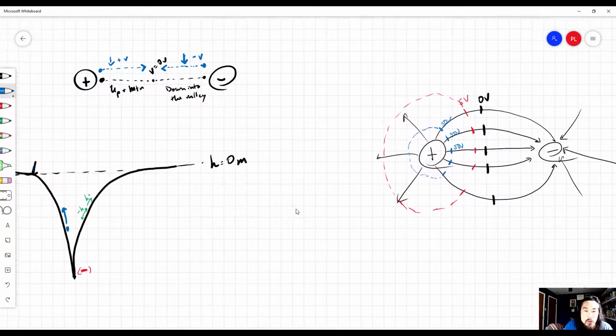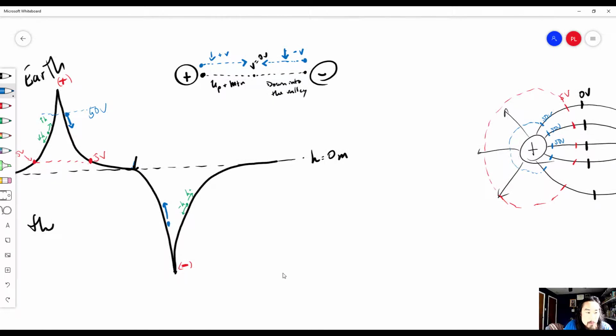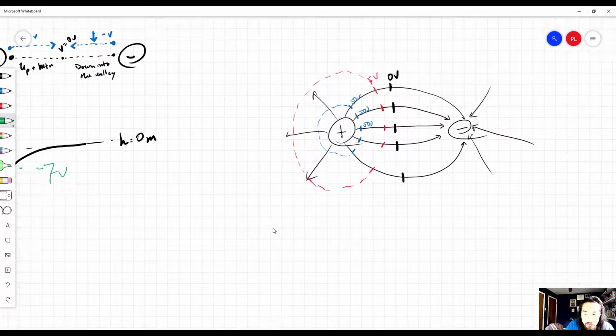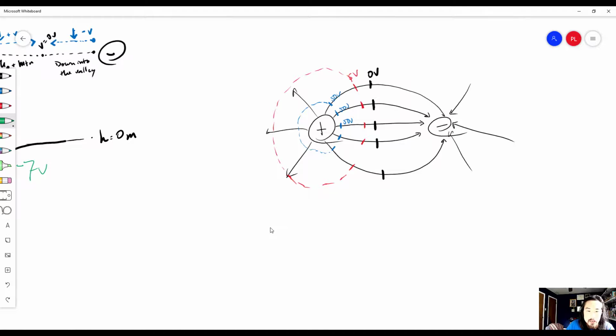All right, now let's go from the 0 volts towards the bottom of the valley. We'll do this in green. Let's choose this height over here, and call that -7 volts. So here is -7 volts, -7 volts, -7 volts. Going around, we get this beautiful concentric ring, and we can call that the -7 volts.